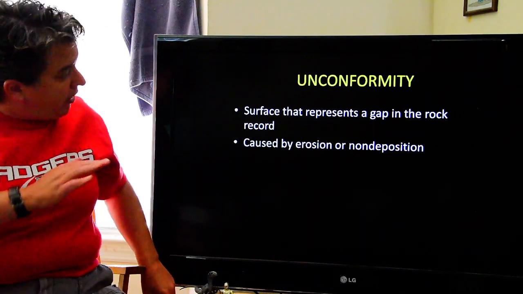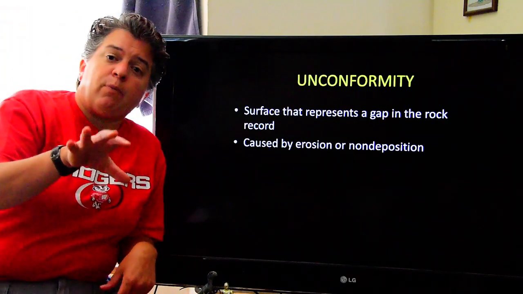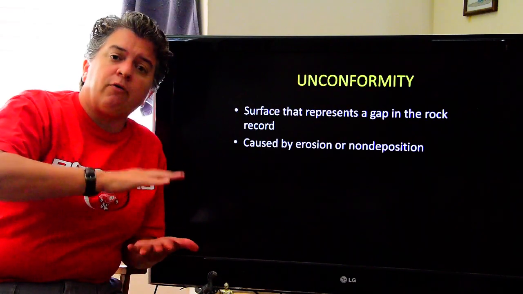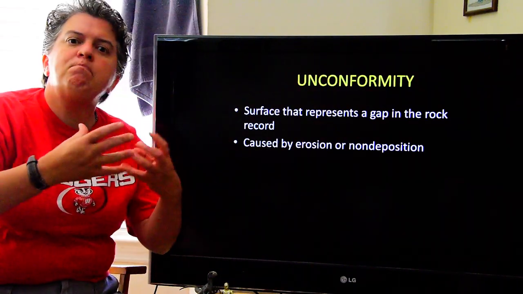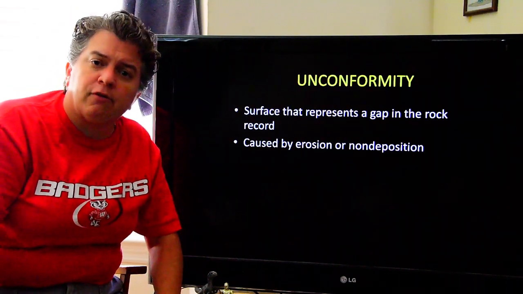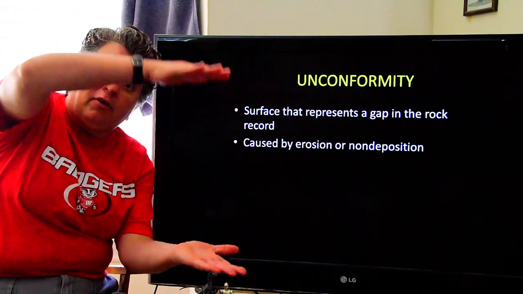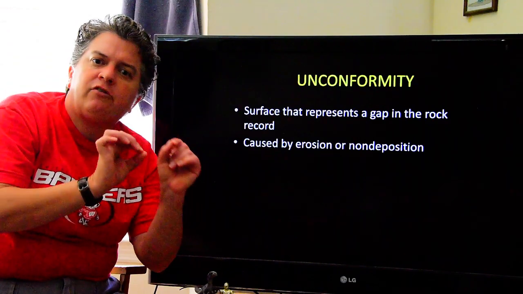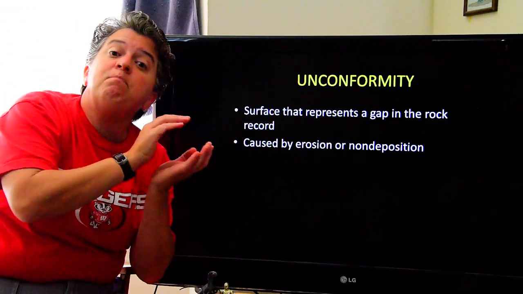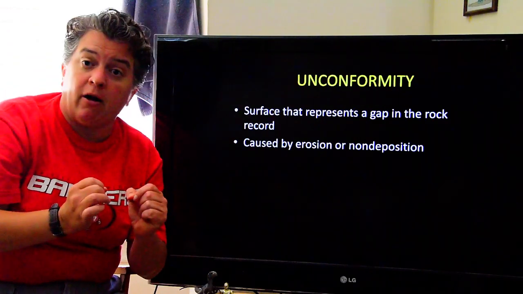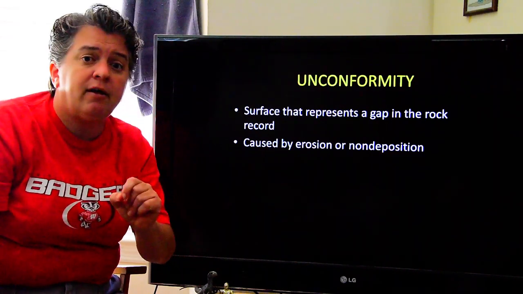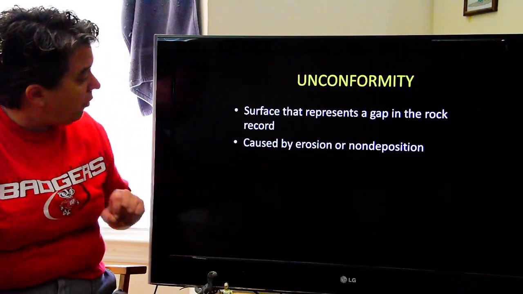An unconformity is one of these surfaces that represents the gap in the rock record. So basically, we're missing rocks from a certain time period. And if we are studying this sequence of a layer of rocks, we need to know if something is missing from there. So it's very important to be able to identify those unconformities.